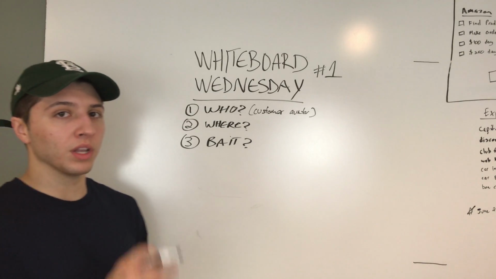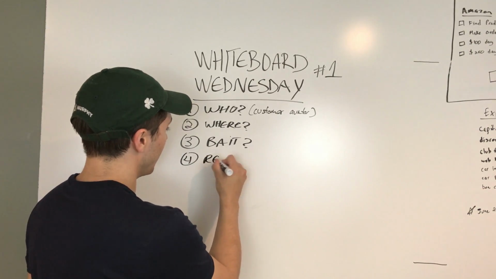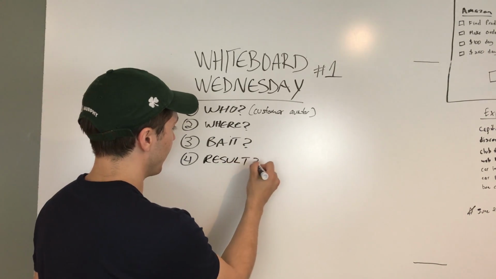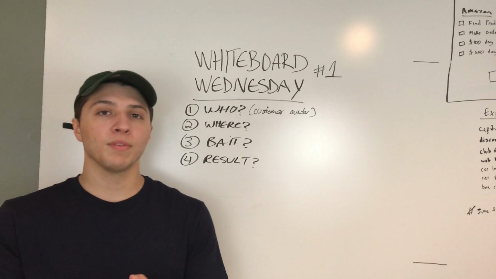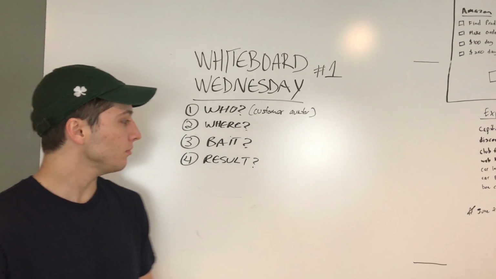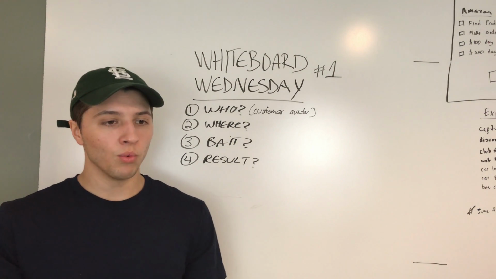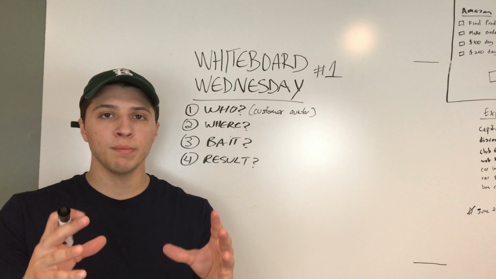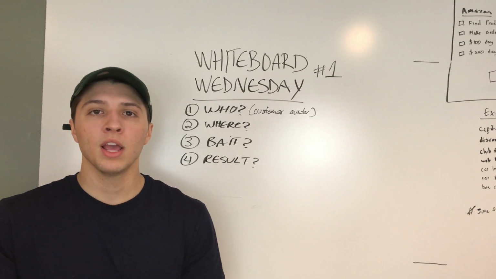Now, number 4, the last one. Okay, now this one, I'm going to write it here, and I'm going to give you a little bit of an explanation of what I mean by this. Okay, result. So what type of result do you want to provide to your customer? Now, you have to think about this in a big picture. Now, what is the ultimate goal? What is the ultimate result that you want to provide your customer?